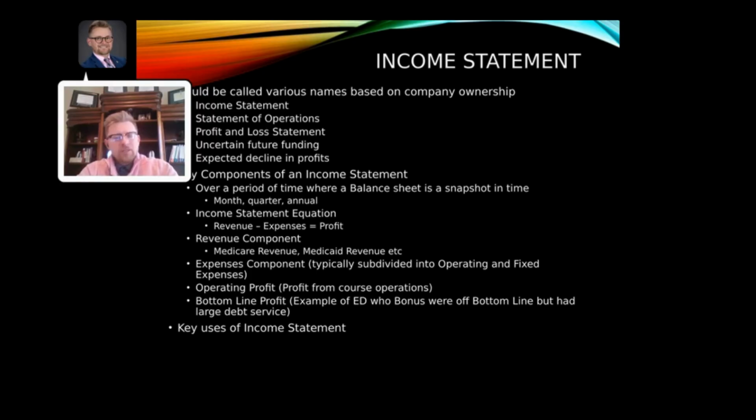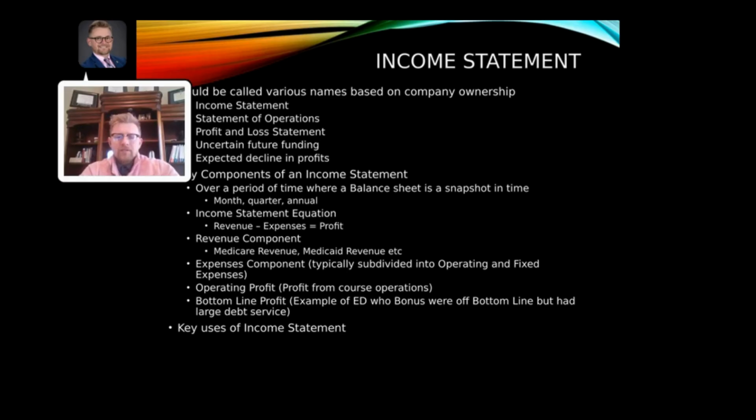So the income statement can also go by statement of operations, profit and loss statement. It's a matter of semantics, but at the end of the day, the important thing to take from the income statement is that it should show all of your revenue and expenses over a period of time. And that's the key difference. The income statement is over a period of time, like a month, or a quarter or annually, and the balance sheet is a snapshot in time. And we'll get into that in a later slide.